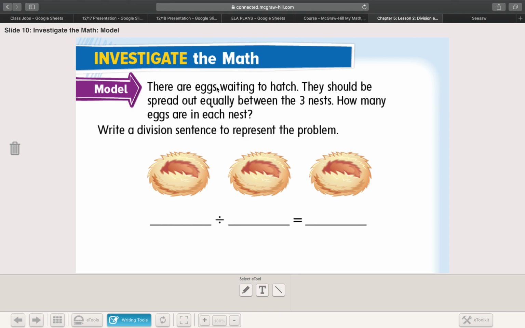There are eggs waiting to hatch. They should be spread out equally between the 3 nests. How many eggs are in each nest? Write a division sentence to represent the problem.